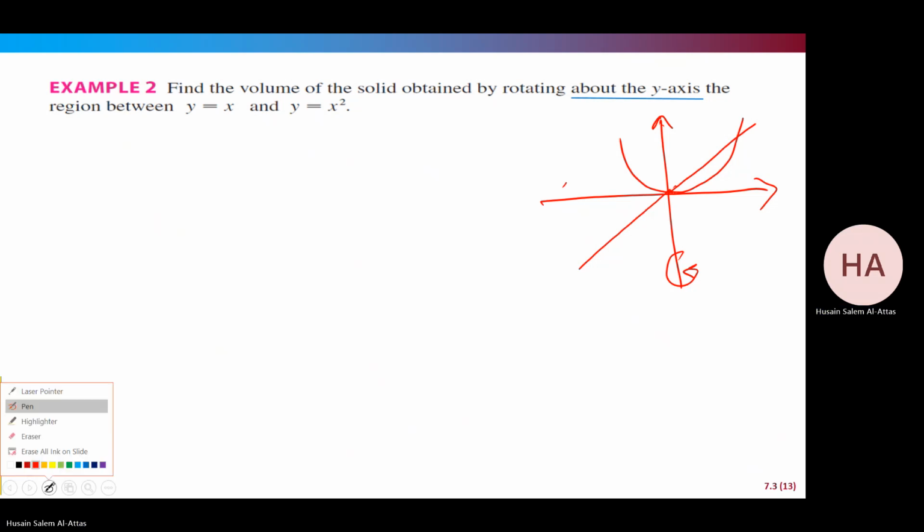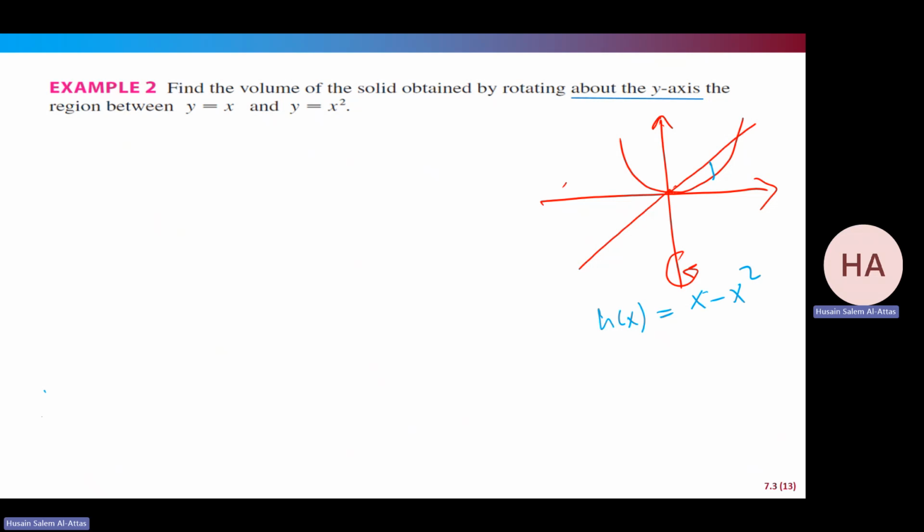Okay. And so I have this line, this is my h of x. It will be the line minus the parabola, x minus x squared. What is p of x? If this is x, what is the distance to the axis of revolution? It will be x. So now I will do my calculation. What will be the volume? And from where to where? From 0 to 1. This is 1. It's very clear.